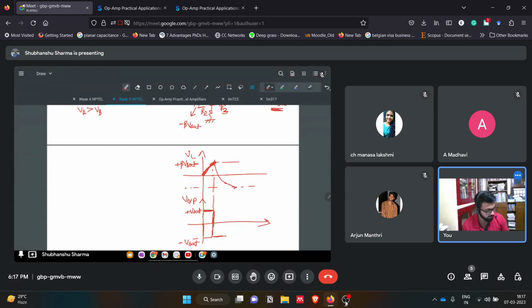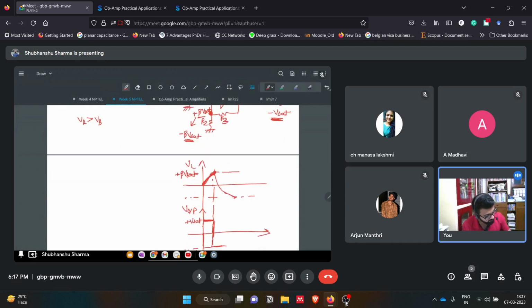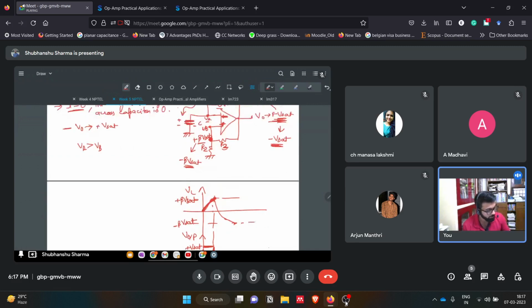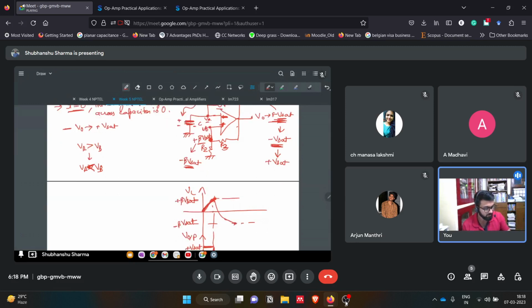This limit is again decided by the VB voltage, which is now minus beta Vsat. Once the capacitor reaches minus beta Vsat, VB is tending to go even below it, so VA will be less than VB. The op amp will again switch its position, from minus Vsat to plus Vsat, and this keeps on changing.